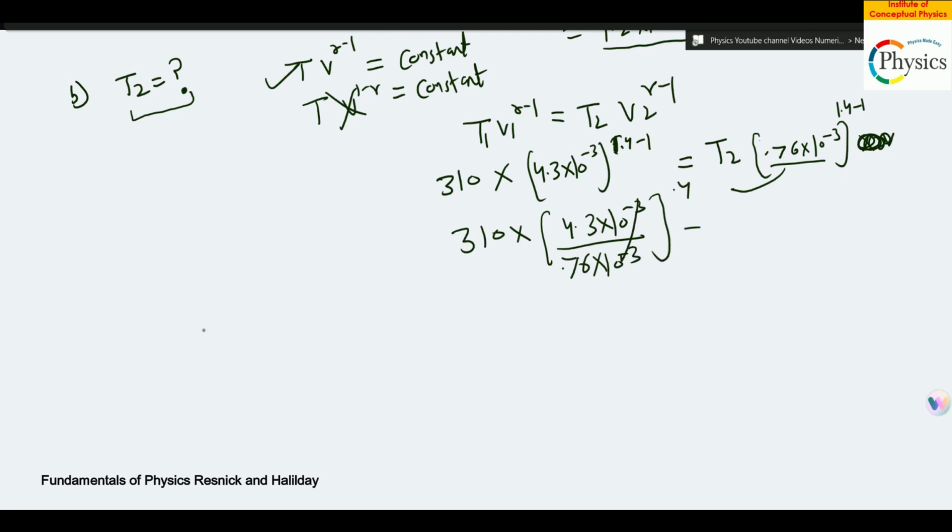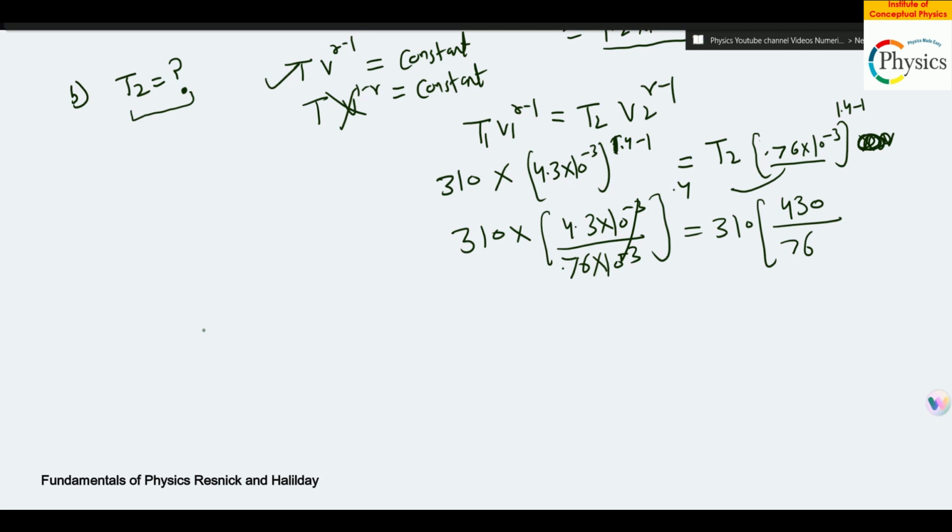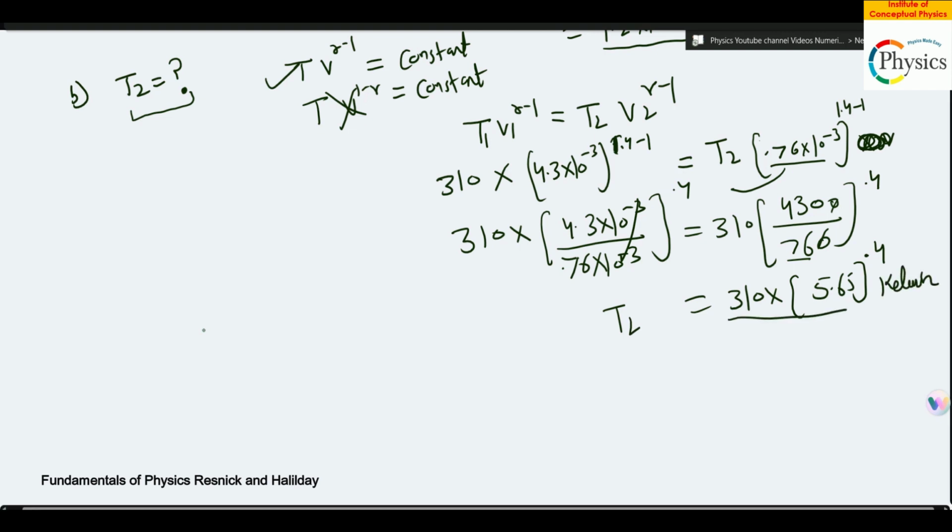So this goes away, and this is equal to 310 multiplied by 4300 divided by 760. This goes away, so this is raised to power 0.4. 310 multiplied by, we calculated this as 4300 divided by 760, 5.65 approximately, raised to power 0.4. And this is the answer you get as your temperature, which is T2 in Kelvin, right? So I hope you will take care of the calculation.